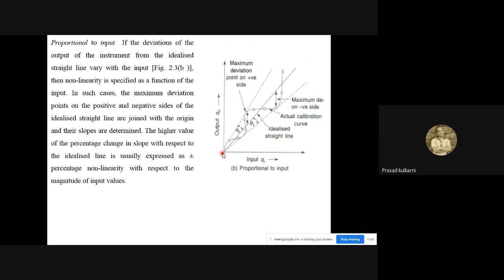Then next, proportional to the input. You can see this is the input, this is the output. Once again, this is the ideal curve, and here the deviation is increased, and this is the maximum deviation. So this is proportional to the input.